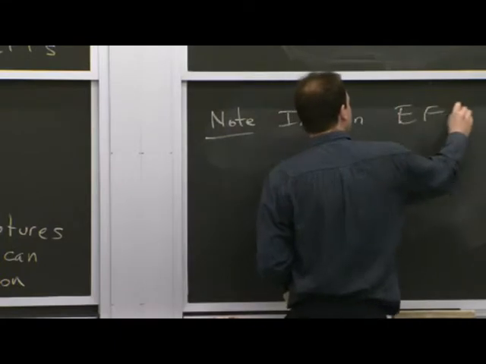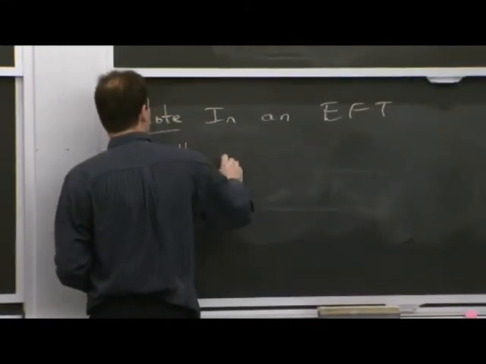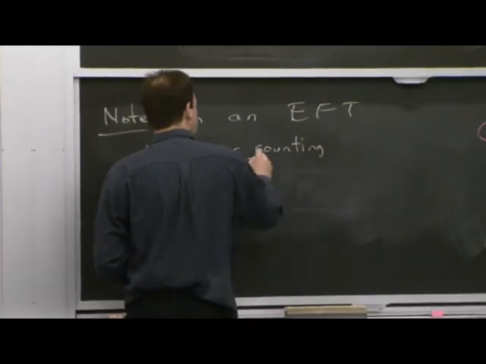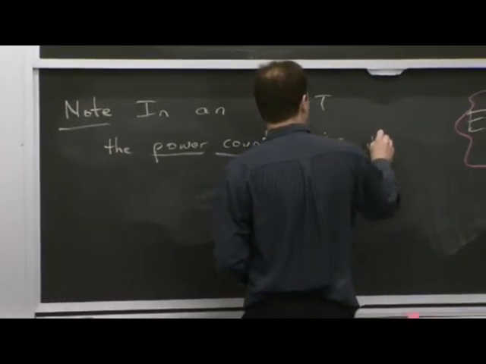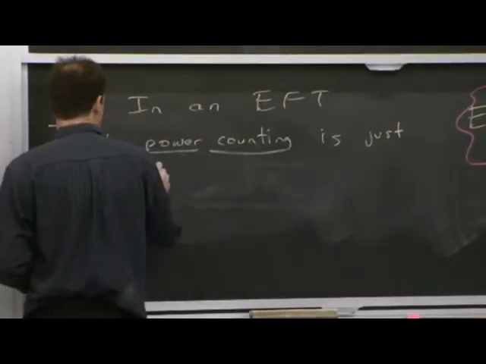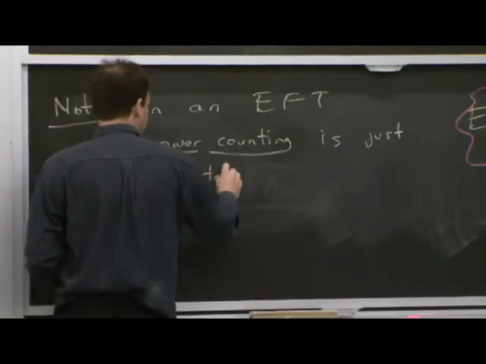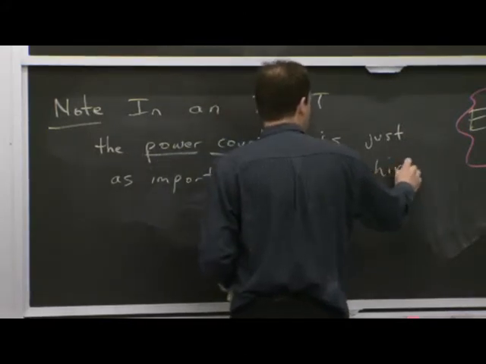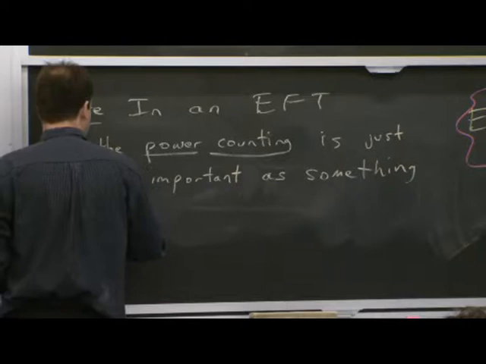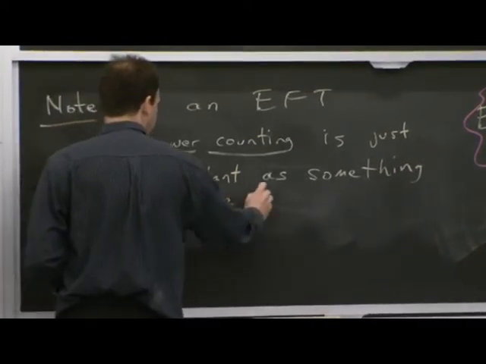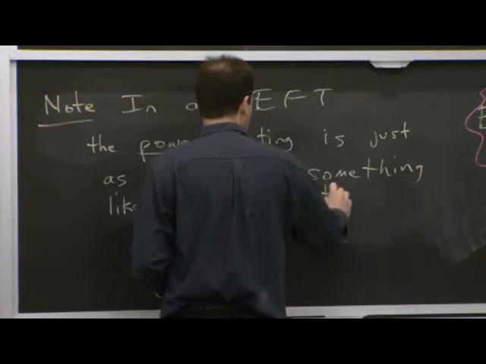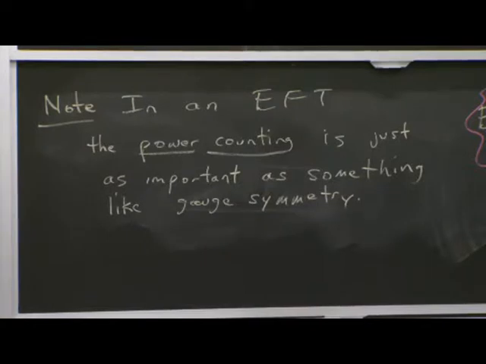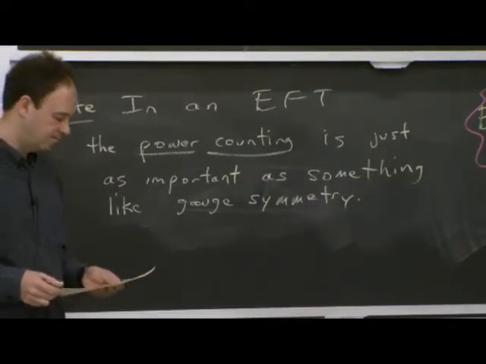So in an effective field theory, power counting is just as important as figuring out things like symmetries. And in particular, just to make it clear that it's important, I'll compare it to gauge symmetry. It's really a fundamental ingredient in what you're doing and in the whole theory. Because the power counting being consistent is actually necessary for the whole effective field theory to make sense.